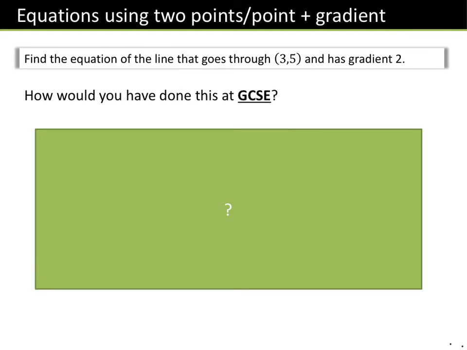Okay then, so let's find the equation of a line that goes through the point (3, 5) and has a gradient of 2. Now there are a few ways to do this, but I'm going to show you two. Okay, way number 1: you know y equals mx plus c. You know that, okay?